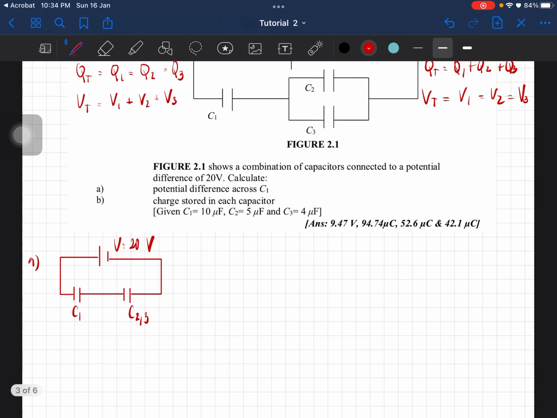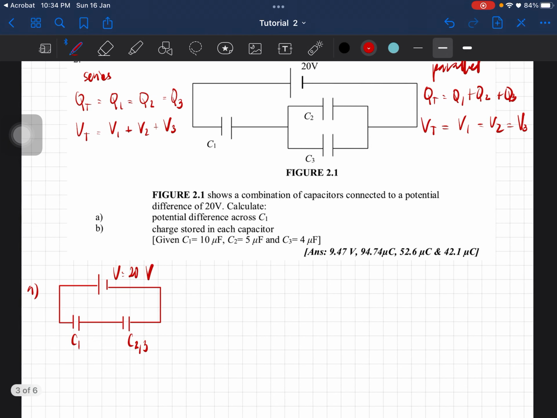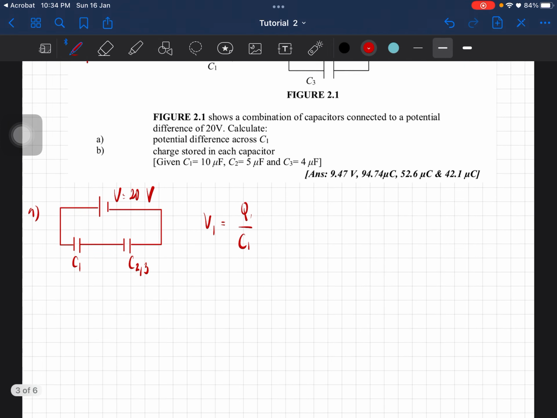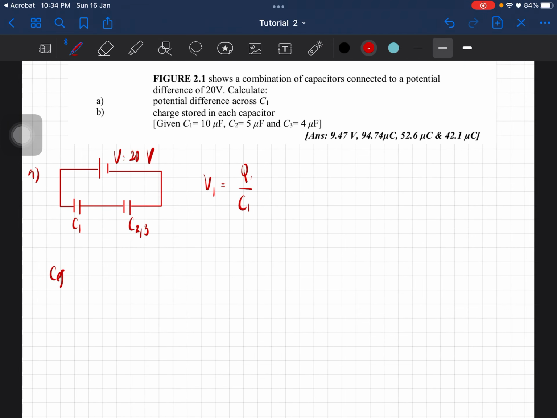Alright, so the potential difference across C1 can be calculated by using the formula Q over C1. Okay, so how do we get this? By calculating the value of Q first. So let us calculate the effective capacitance first, because we need it to calculate the total charge in this circuit. So (1 over C1 plus 1 over C2,3) to the power of negative 1. You should then get 4.74 microfarad.